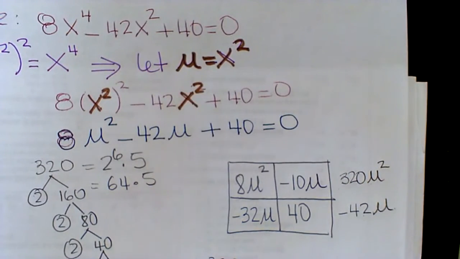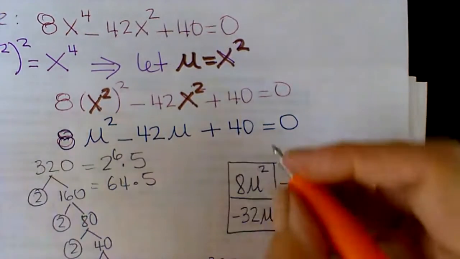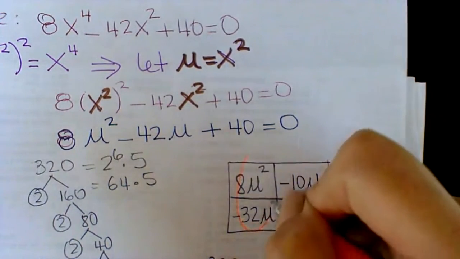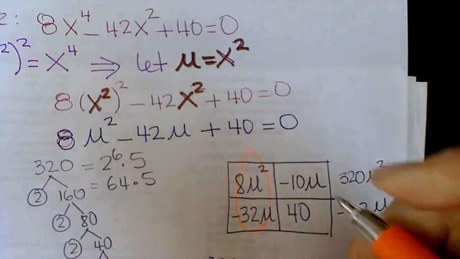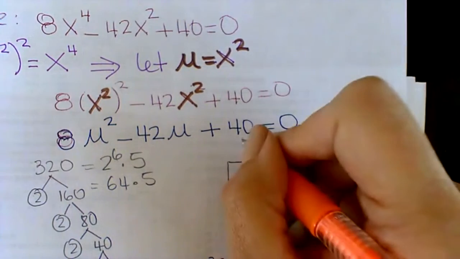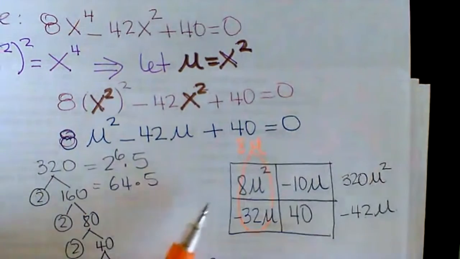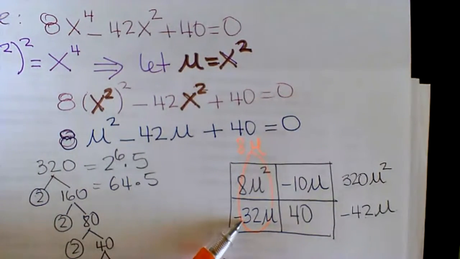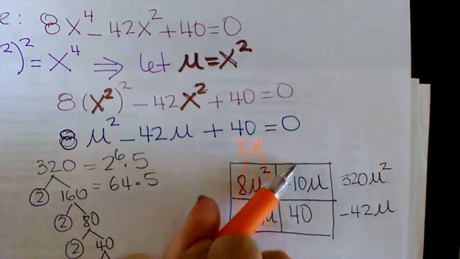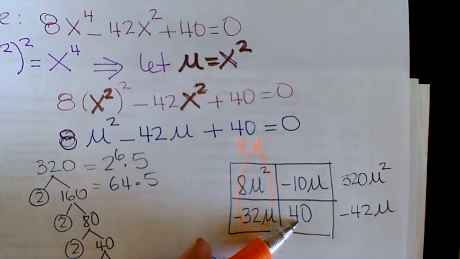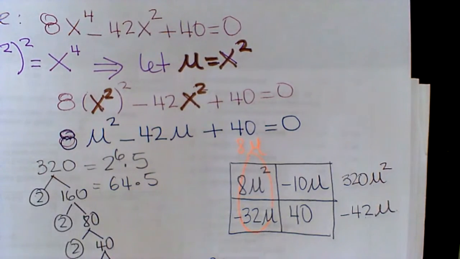So now, let me do my greatest common factor. It will be 8u, right? Because 8 times 4 is 32. The common factor here will be number 10, right? Guys, help me here. Number 10.